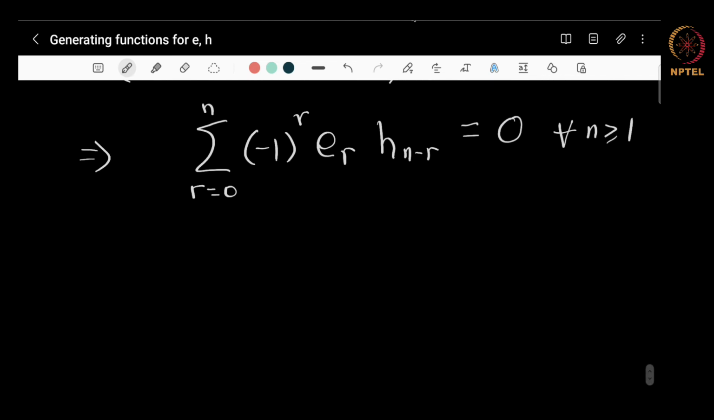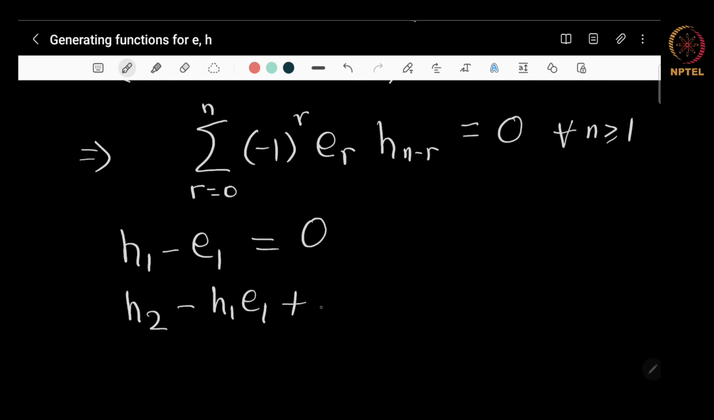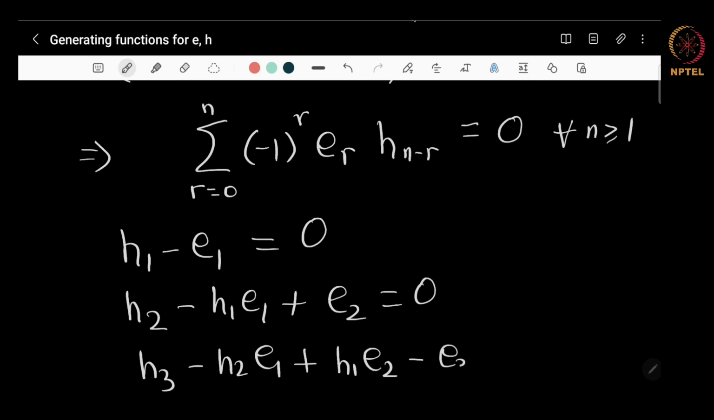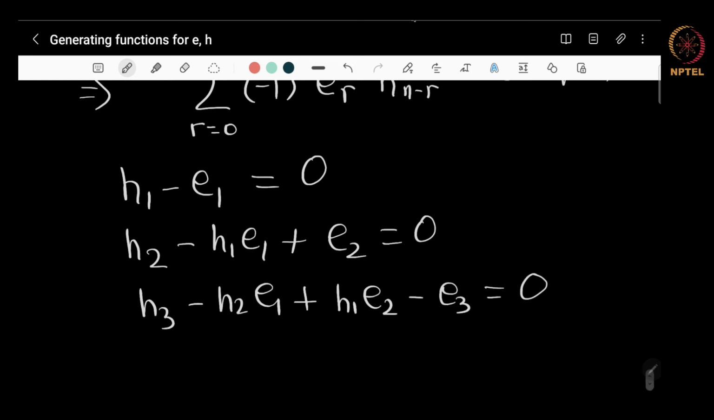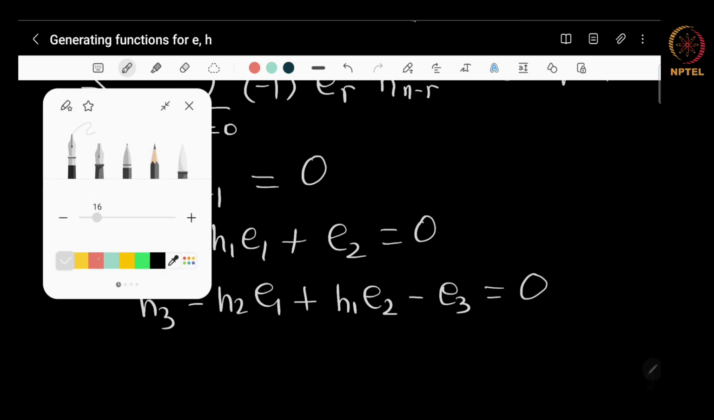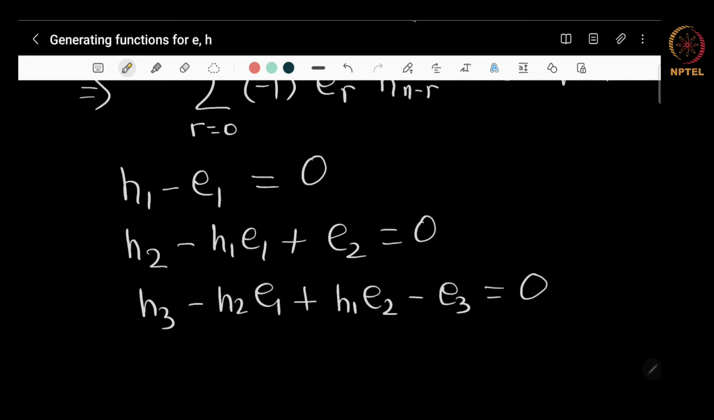Good. So now what is this? This is really a system of equations. h1 minus e1 is 0; that's the n equal to 1 case. h2 minus h1 e1 plus e2 is 0. h3 minus h2 e1 plus h1 e2 minus e3 is 0, and so on. Now these equations allow you to calculate h if you know e, or calculate e if you know h. Well, how? All you have to do is invert these equations.